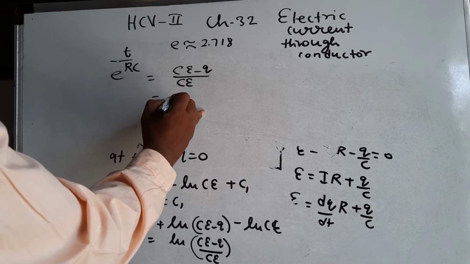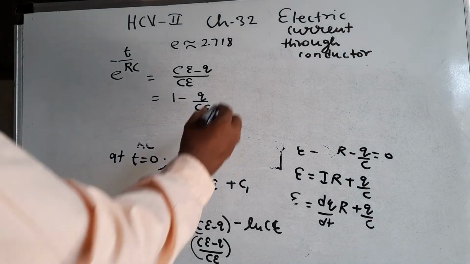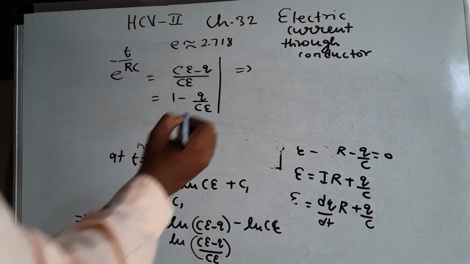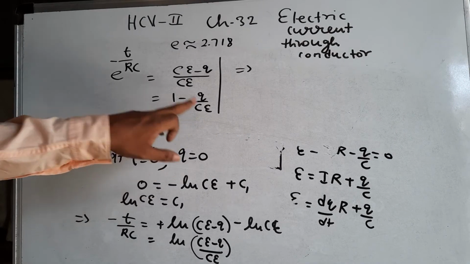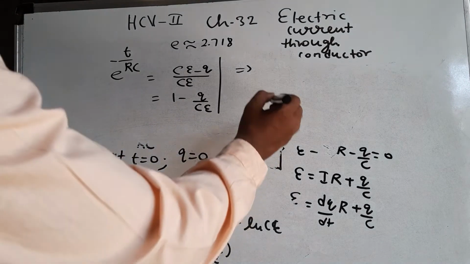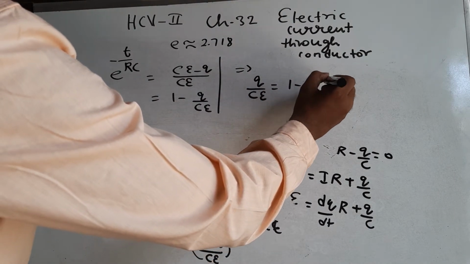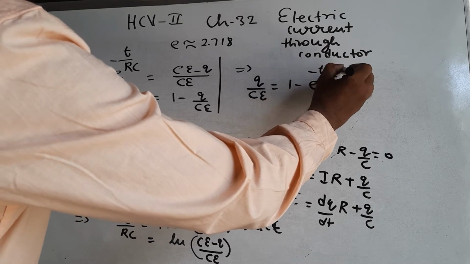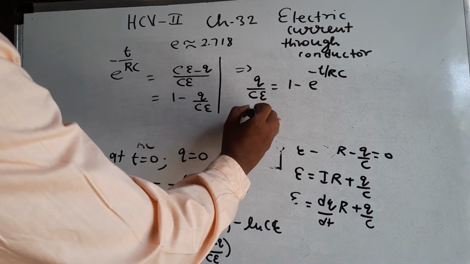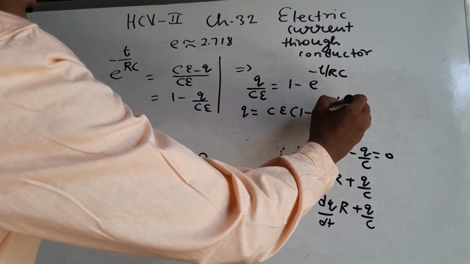So Ce cancel, 1 minus q divided by Ce, and then take this minus q by Ce on the left side and this term e power on the right side. So q divided by Ce will be equal to 1 minus e power minus t upon rc. So q will be equal to Ce into 1 minus e power minus t by rc.